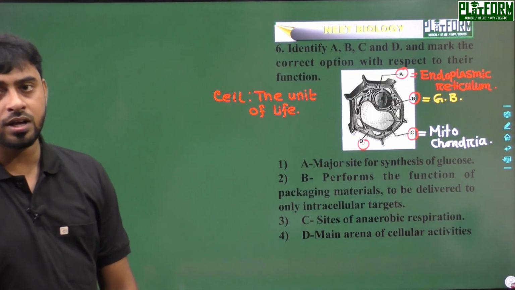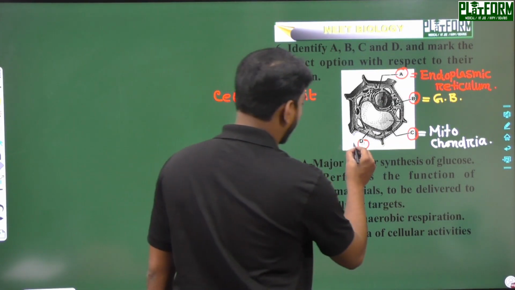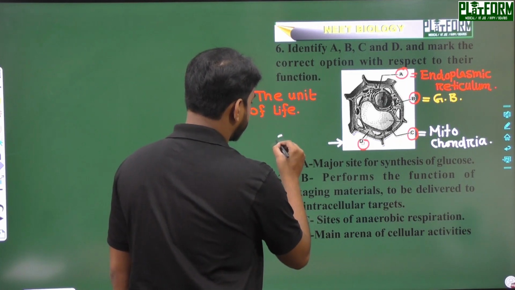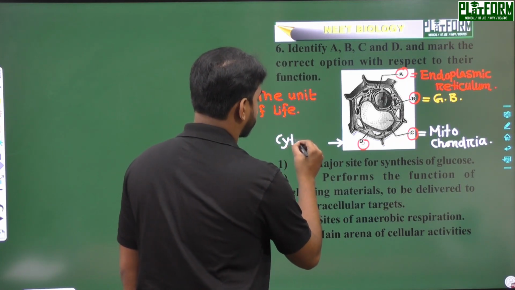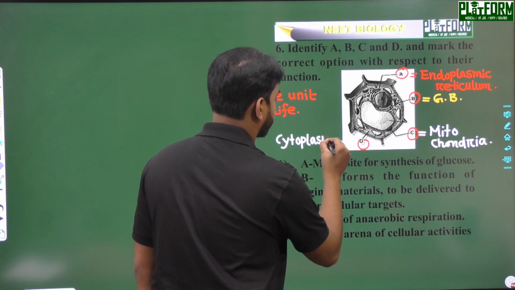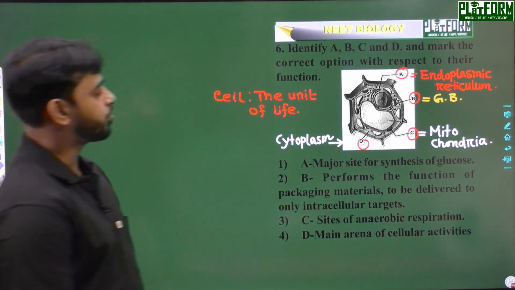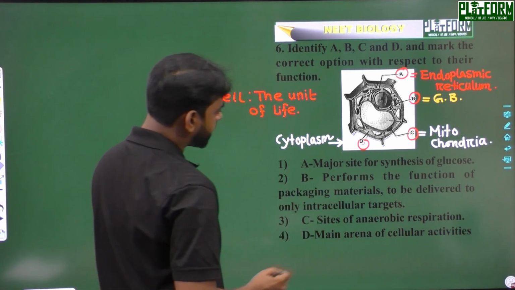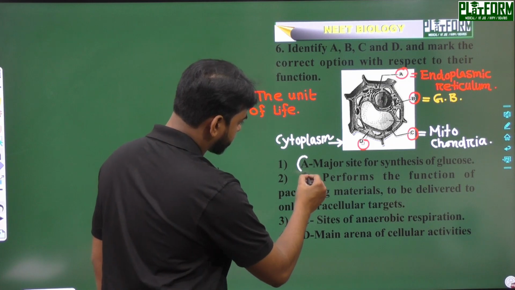It is mitochondria. And the last one, what is D? D is cytoplasm. Cytoplasm. Now, we will see the options.